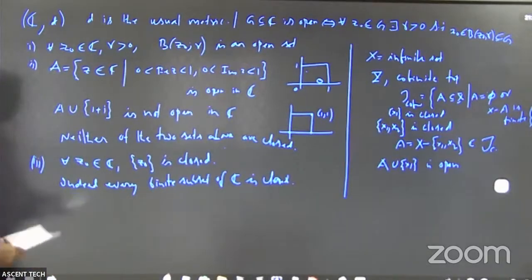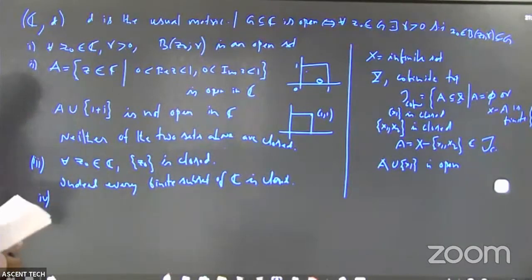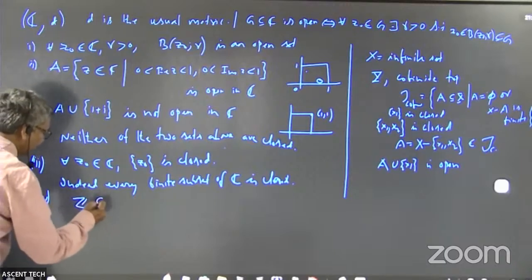Every finite subset of C is closed. That's right. Obvious, right? Now I think we can have a feel of what it is. What about Z, an infinite set actually? Z as a subset of C, is that closed?